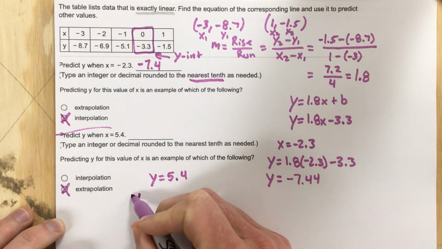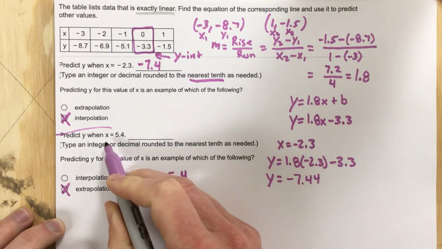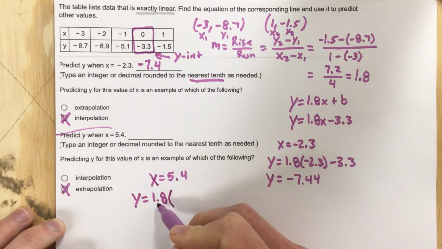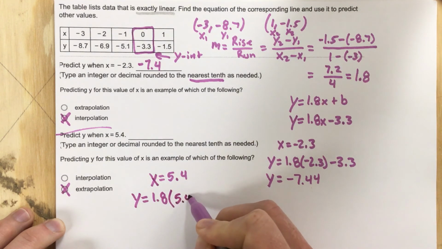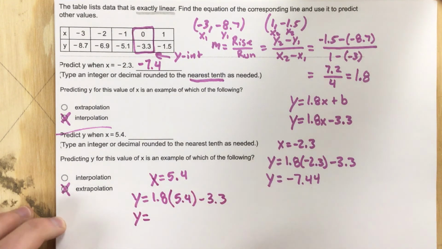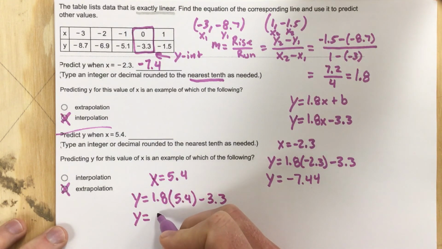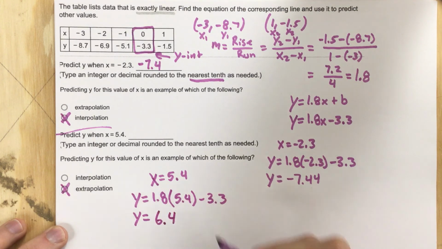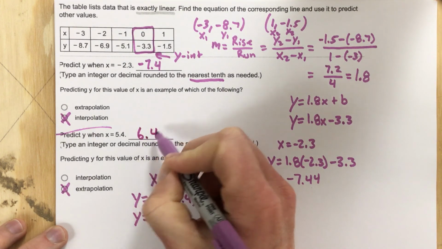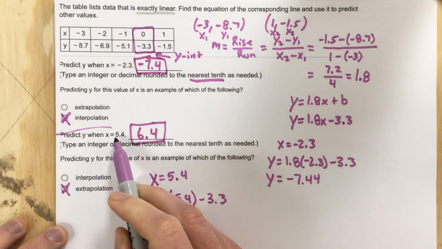So y equals 1.8 times, we plug in x equals 5.4, minus 3.3. So the y value is going to equal 5.4 times 1.8. That's 9.72, and we subtract 3.3. That's 6.42, but they want it rounded. So 6.4 is the y value for when x is 5.4.